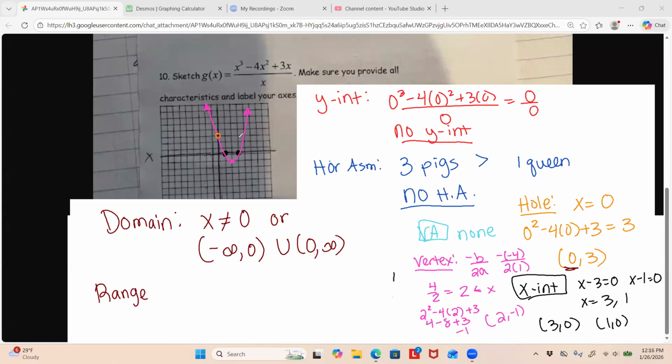Range, you would think you'd have to throw out the y of the hole, but look, it got covered in. So even though the hole skips over 3, it's fine because it gets covered in. But this thing never goes below this number, and that's why I wanted the vertex. So it never goes below -1. So y is bigger or equal, because we do touch -1. Or in interval notation, you would start at -1, hard bracket, because you do touch, and upward.